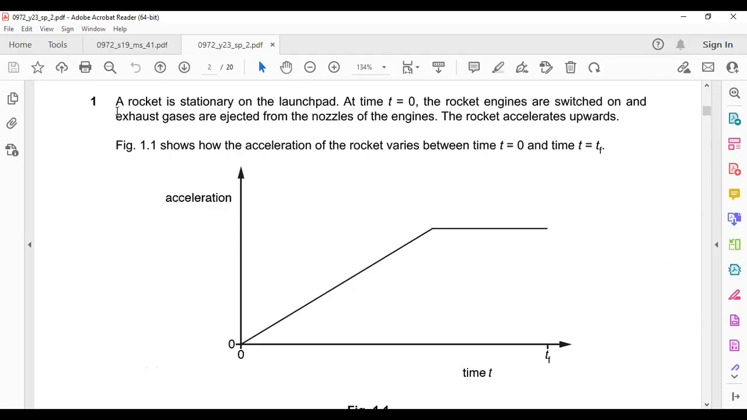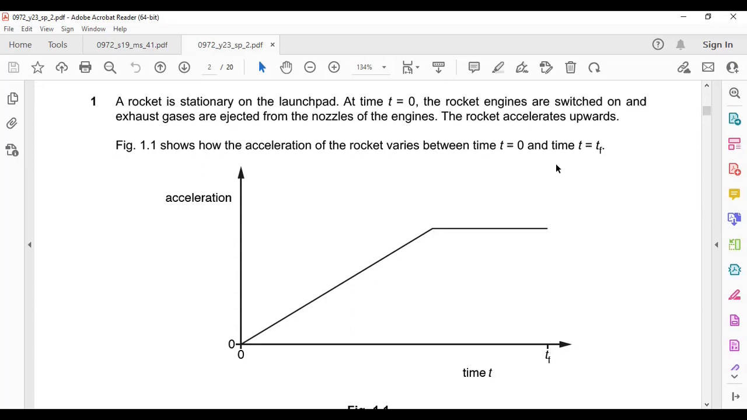Here we have question number 1. A rocket is stationary on the launch pad at time t equals 0. The rocket engines are switched on and exhaust gases are ejected from the nozzles of the engines. The rocket accelerates upwards. Figure 1.1 shows how the acceleration of the rocket varies between t equals 0 and time t equals tf.